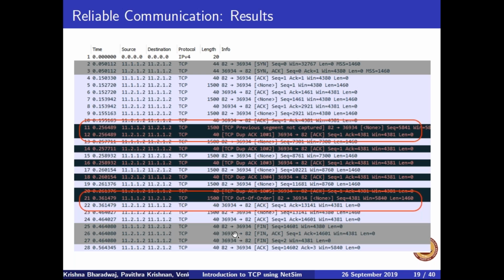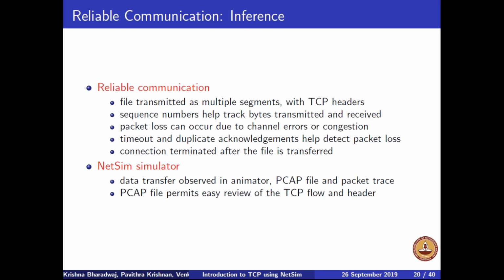As suggested earlier, the sequence numbers and the acknowledgement allow TCP to identify the amount of data correctly transferred and the data that is not correctly transferred, and thereby ensure a reliable, orderly delivery to the destination. Conclusion on this part: a file is typically transferred as multiple segments, with each segment carrying its own header or identification. The sequence numbers associated with the files help track bytes received and transmitted.